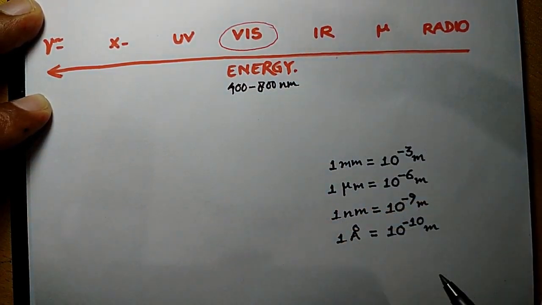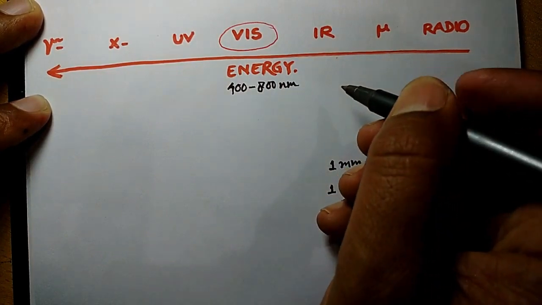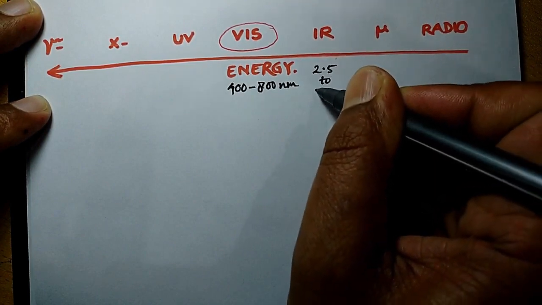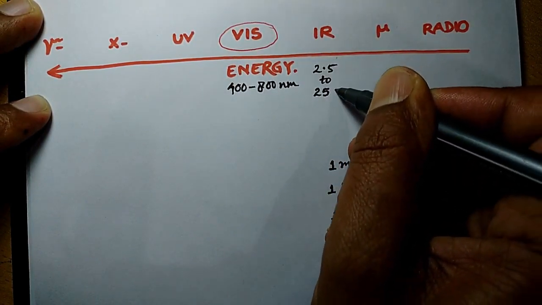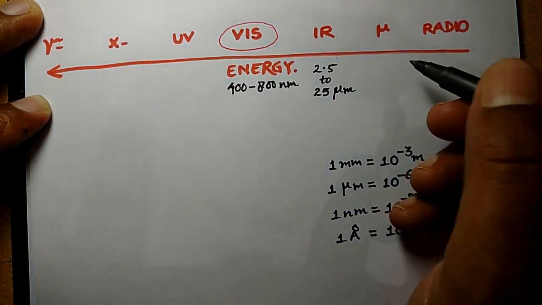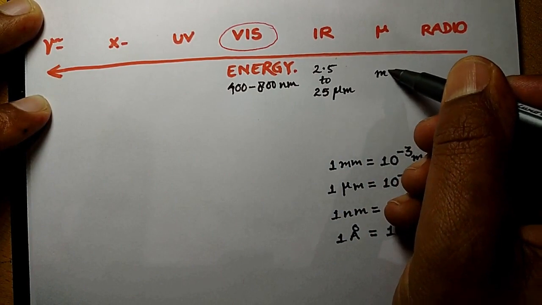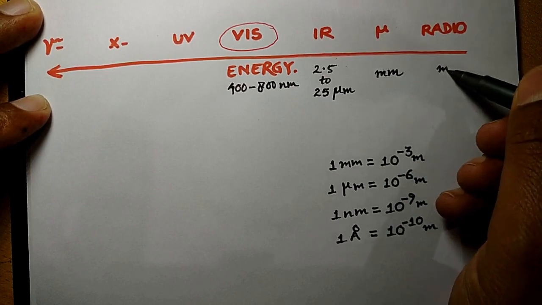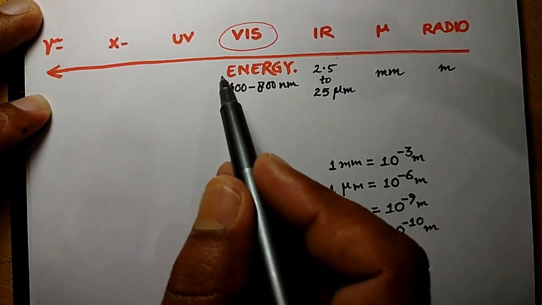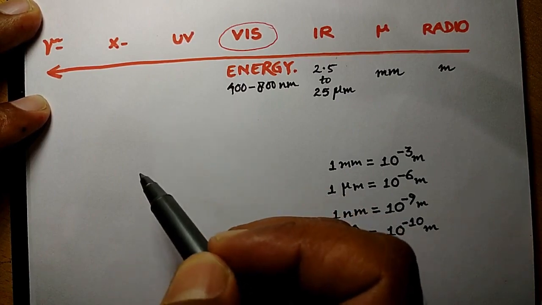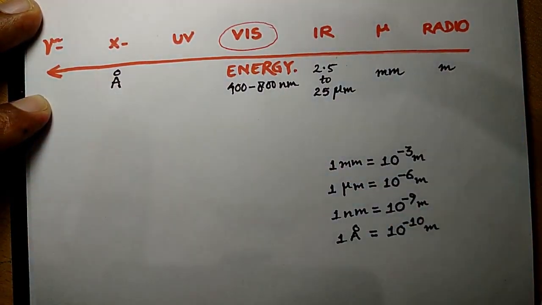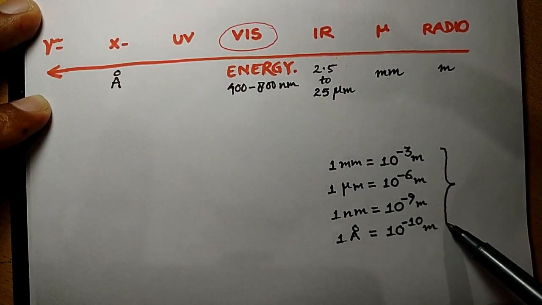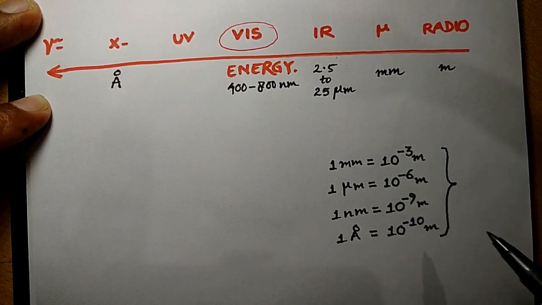wavelength of visible radiation is approximately 400 to 800 nanometer. Wavelength for infrared radiation ranges from 2.5 micrometer to 25 micrometer. That for microwave and radio waves are of the order of millimeter and meters respectively. Wavelength of ultraviolet is smaller than 400 nanometer, and that for X-rays is of the order of angstrom. Since we have to study UV visible and IR spectroscopy, we will be focusing on that part only.